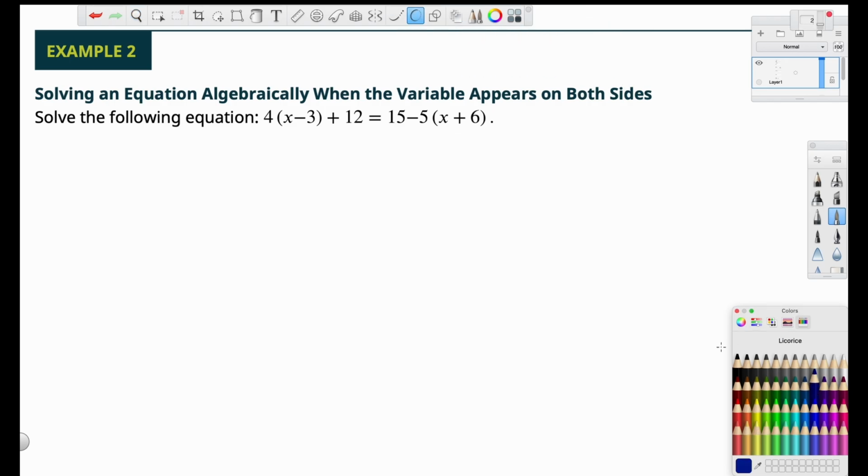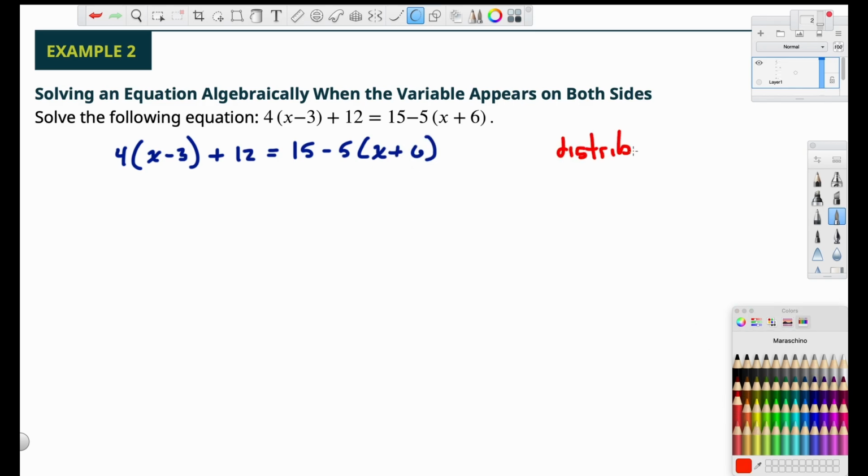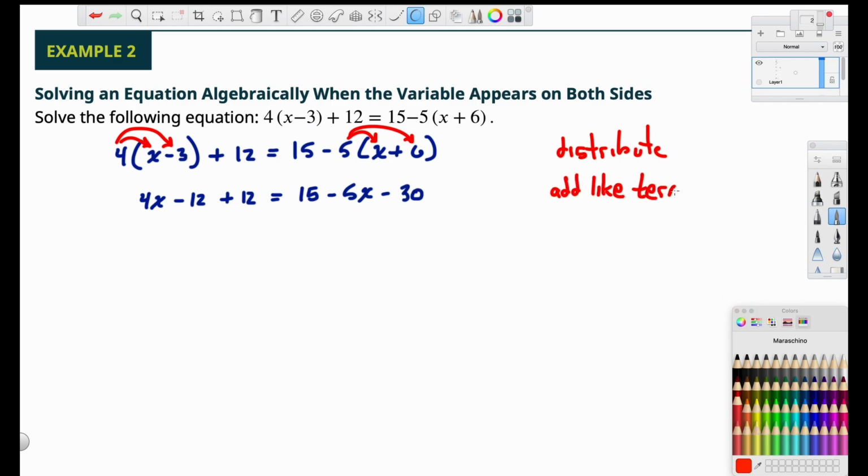Example 2, solve an equation algebraically when the variable appears on both sides. Okay, so first thing we want to do here is clear these parentheses by distributing. So distribute 4 times x, 4 times negative 3, negative 5 times x, negative 5 times 6. Okay, now we want to add like terms. So the negative 12 and the 12 are going to cancel. 15 and a negative 30 is going to be negative 15.